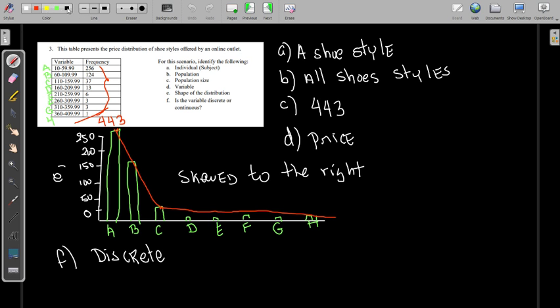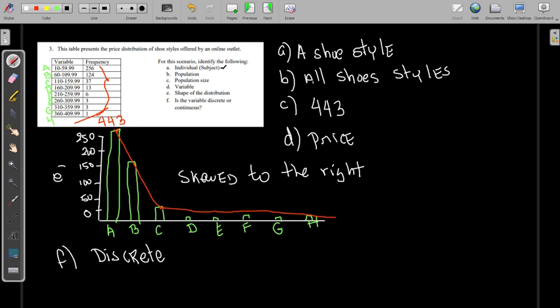Okay, question number 1 is, what is the individual? This is a table that explains the shoe styles. So an individual is the one providing the information, and the one providing the information in this case is shoes: different shoe styles that are sold in an online outlet. So the individual in this case is who is given the information, in this case a shoe style.